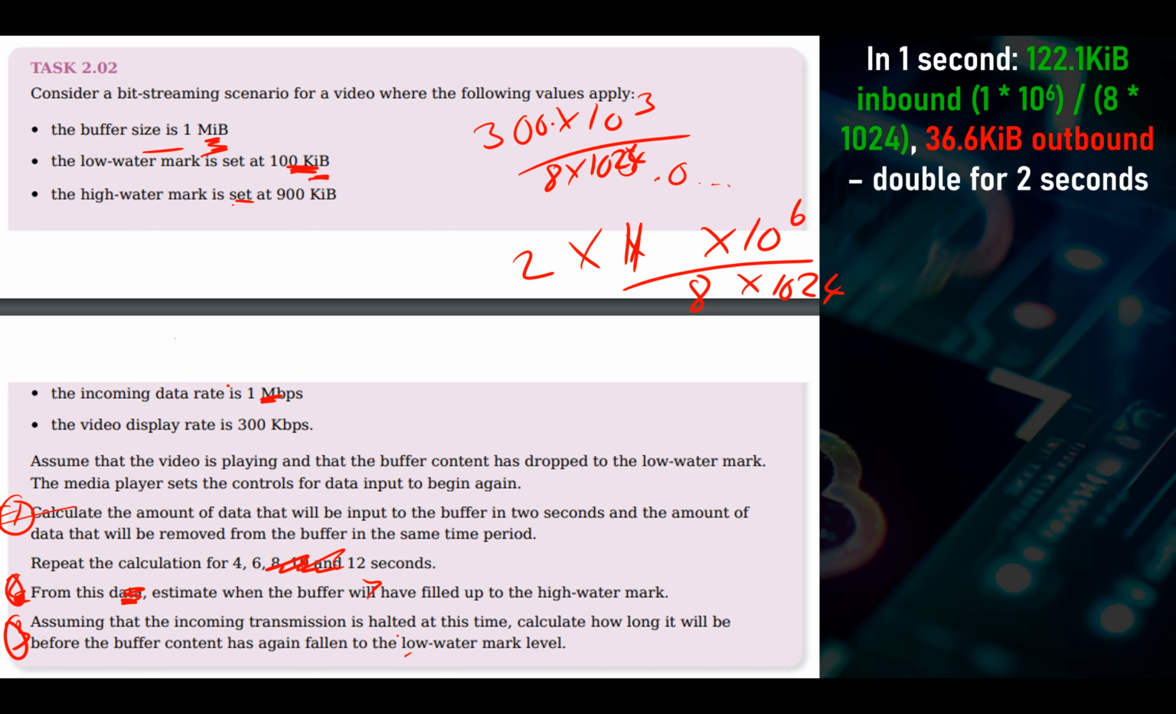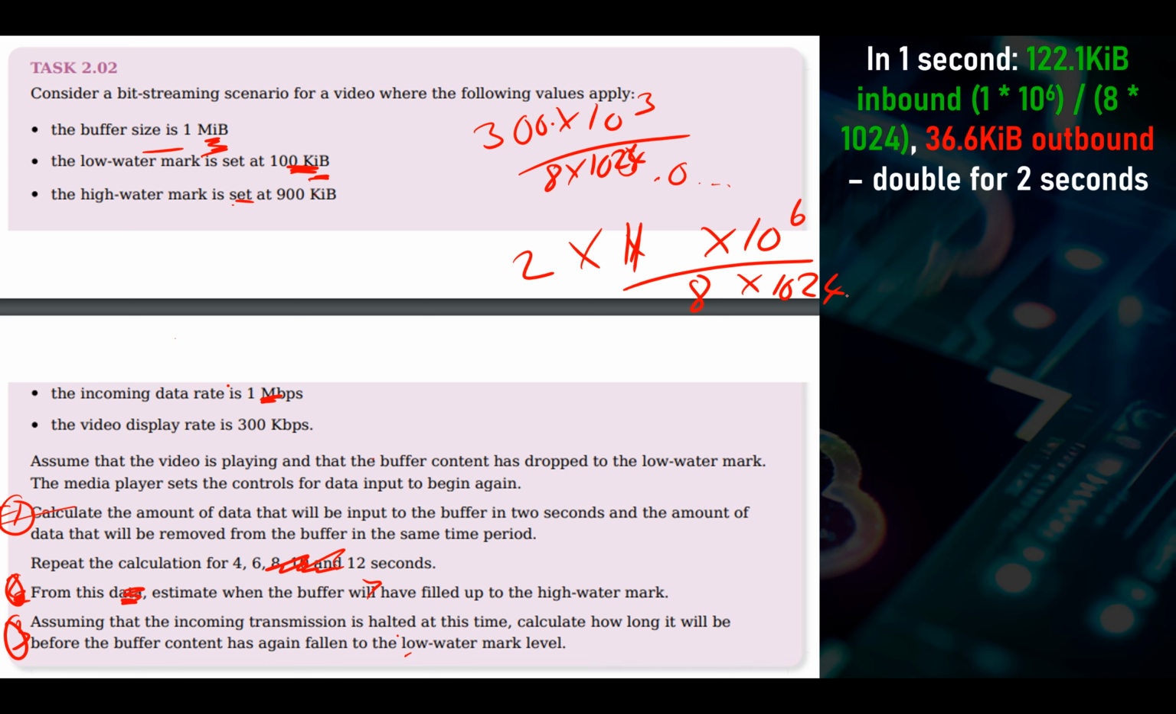So if we do both of those, that's going to be 122.1 kibibytes coming in per second, and 36.6 kibibytes going out per second. If we want 2 seconds, just double, or if we want 4, multiply by 4, etc. Right, so then 2, from this data, estimate when the buffer will have filled up to the high watermark.